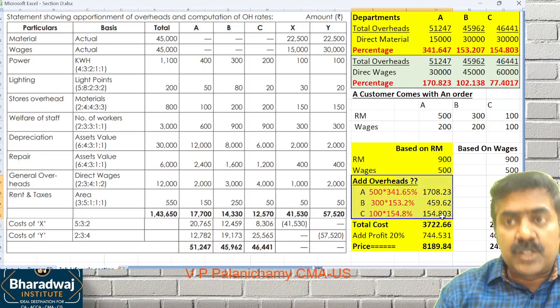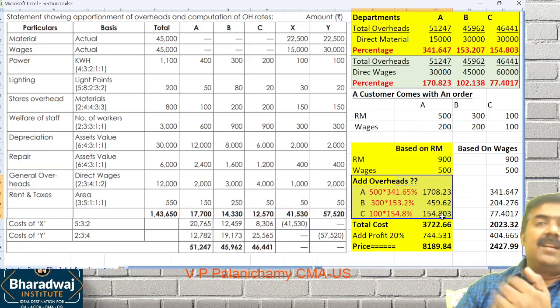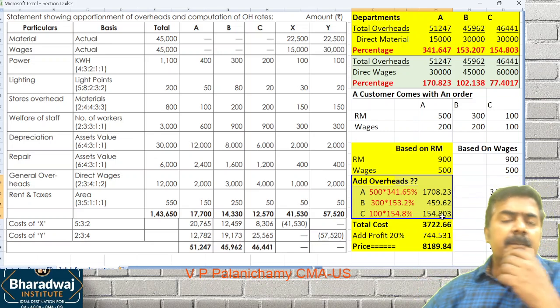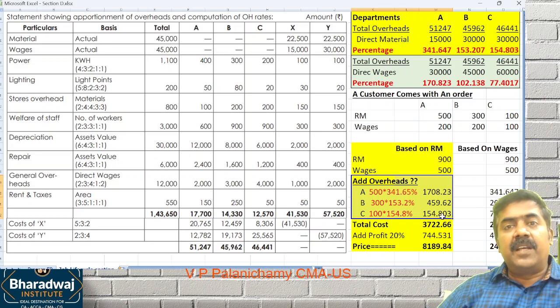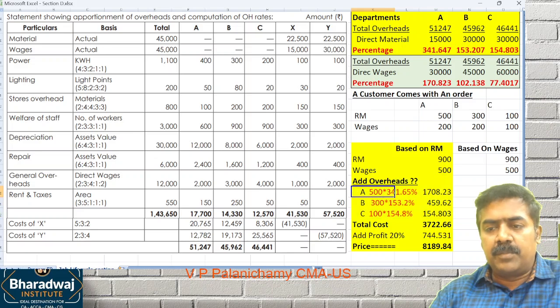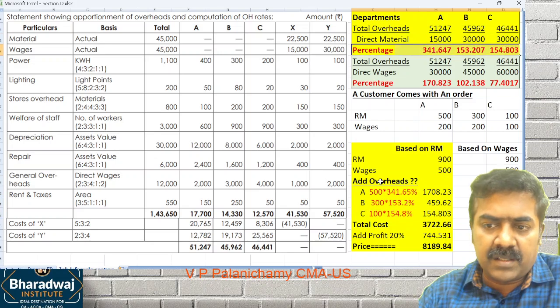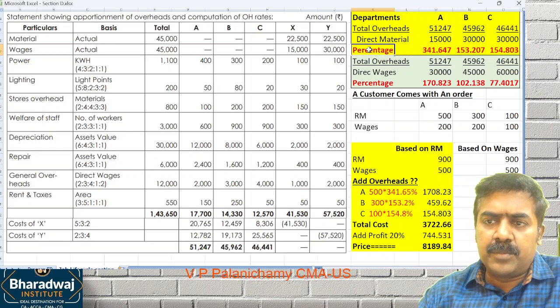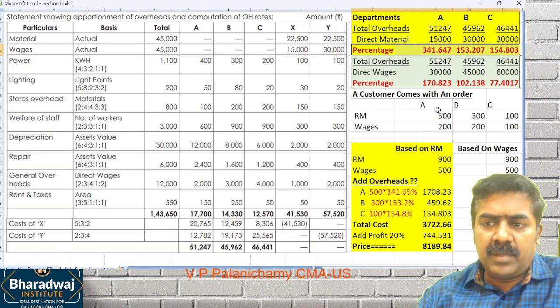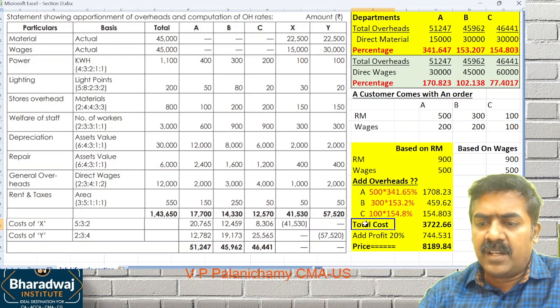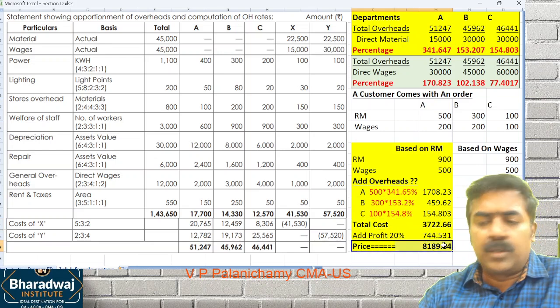If we find this product is material intensive, the quality of material will decide the consumer buying behavior, or it decides the value of the product. Absorb the overheads based on what? Based on material cost. Total overheads divided by direct material into 100, we got 341%, 153%, 154%. So based on that, overheads will be absorbed. Department A 500 into this 341%. Department B, Department C, we absorb the overheads. We get the total cost, add profit, we get the total price.